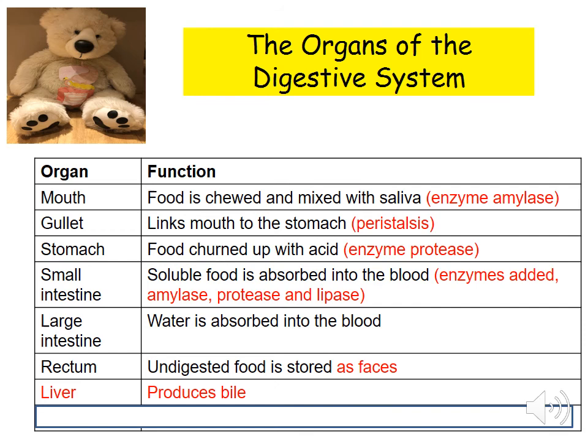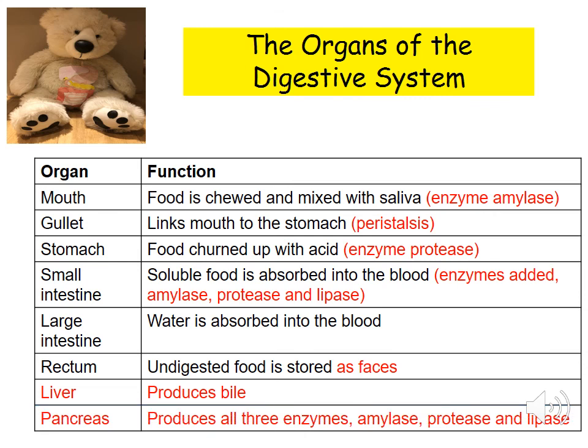Now, the liver produces bile, and we talked in the video about how the food leaving the stomach is very acidic because there's hydrochloric acid in the stomach. So the liver produces bile, which mixes with the food as it leaves the stomach, which then helps neutralise it. It makes it not as acidic because not all enzymes like to work in acidic conditions. And the pancreas is what produces all three enzymes. So all three enzymes, so the amylase, protease and lipase, are produced by the pancreas.